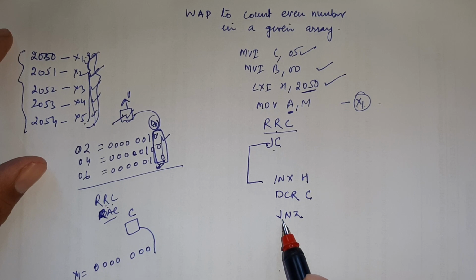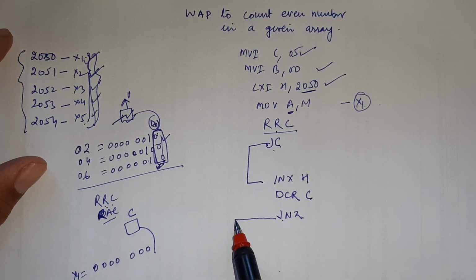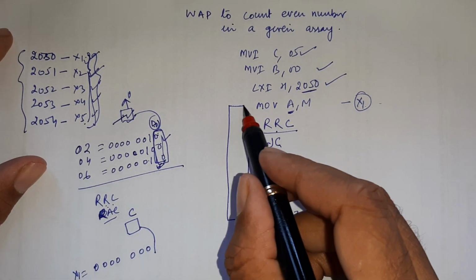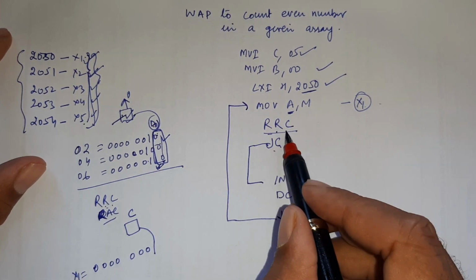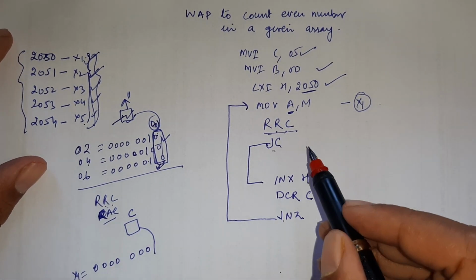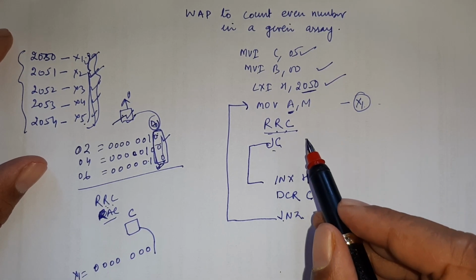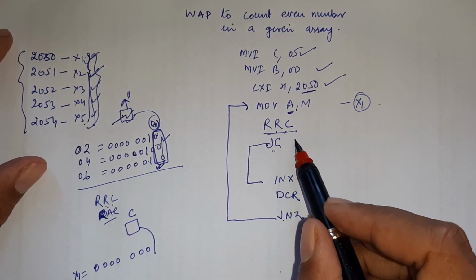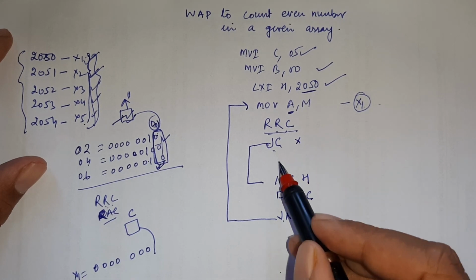If it is not 0, then again we have to move the second data into the accumulator. Again RRC, again we will check. Okay, now suppose there is no carry. If there is no carry, that number is an even number. Then what do we have to do?